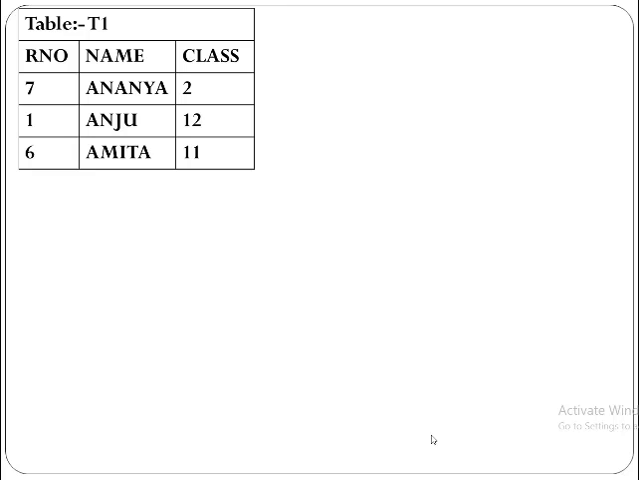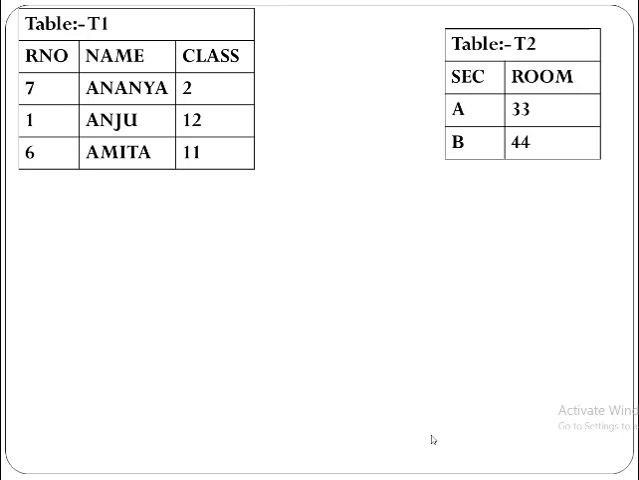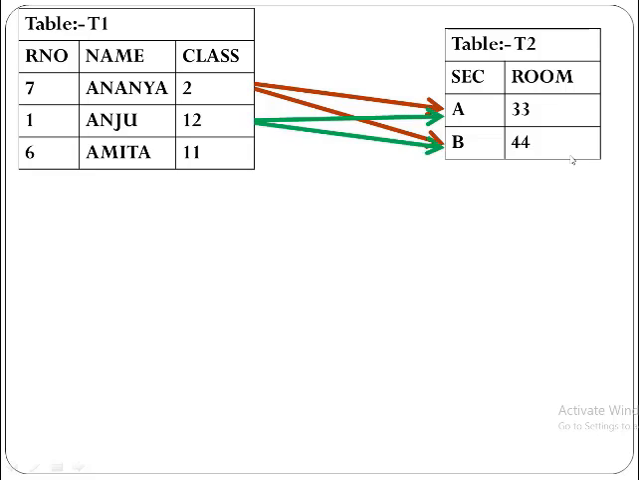Now if this is table 1 T1 and this is table T2. Now for finding Cartesian product means the first record, that is 7 Ananya 2, it will form record with first record of table T2, that is A33. So first record will be 7 Ananya 2 A33. Second record will be 7 Ananya 2 B44. Third record will be 1 Anju 2 A33. Fourth record will be 1 Anju 2 B44.